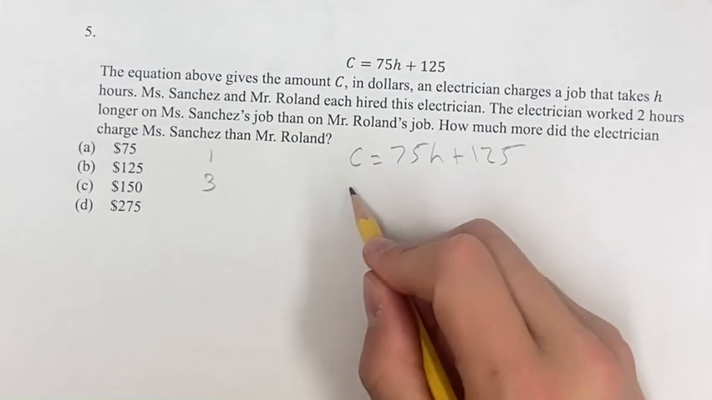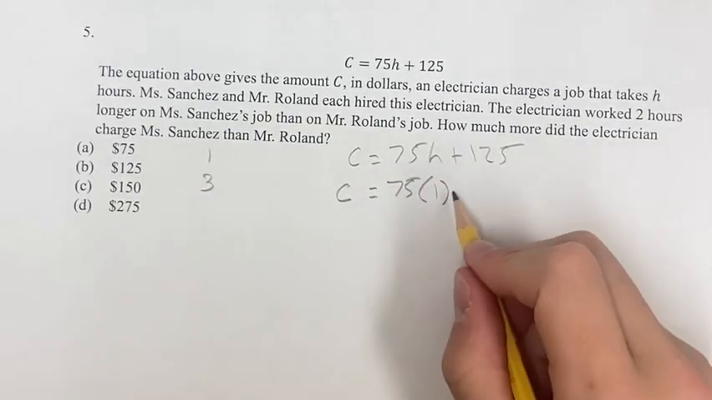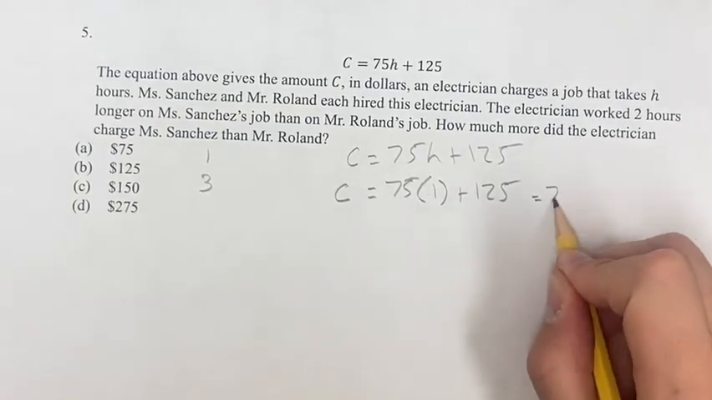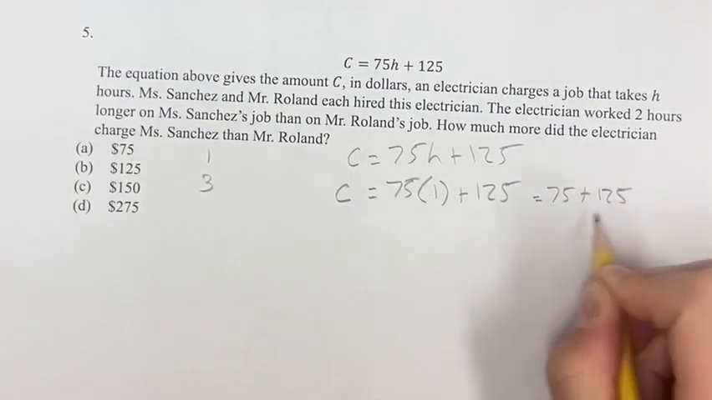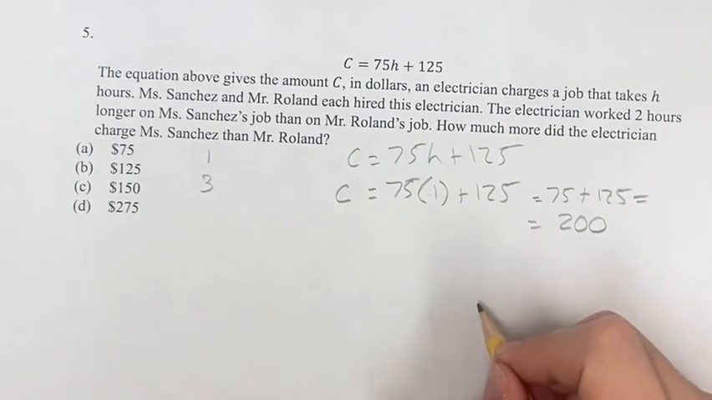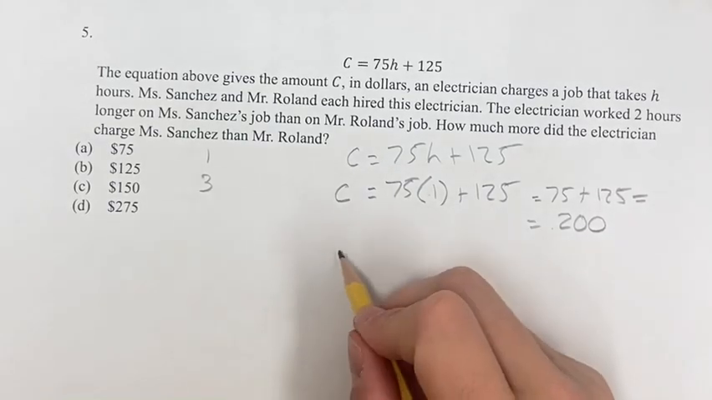So for Mr. Roland, C is equal to 75 times the number of hours, which is 1, plus 125. 75 times 1 is 75, plus 125. 75 plus 125 is 200. So in this hypothetical situation, Mr. Roland was charged $200.